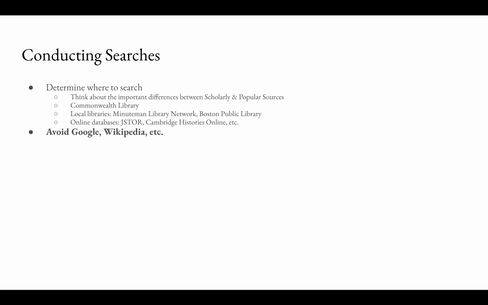Avoid Google and Wikipedia and other popular sources. And I think this goes back to this idea of the important differences between scholarly and popular sources. These aren't necessarily going to give you peer-reviewed articles, aren't going to give you things that are critically evaluated by academics in the field that they're respectively written in, and just generally are going to give you a lower quality of writing than scholarly sources. So stay away from these. I know it may be tempting.